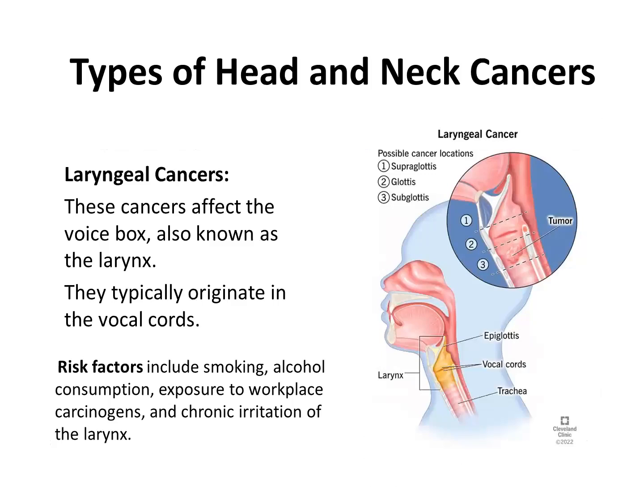Now the third one is the laryngeal cancer. Regarding larynx, these cancers affect the voice box, also known as larynx. They typically originate in the vocal cords. Larynx is a box where the vocal cords are located, and these are the two pairs that enable humans to speak and to produce sounds. Risk factors include smoking, alcohol consumption, exposure to workplace carcinogens, and chronic irritation of the larynx.